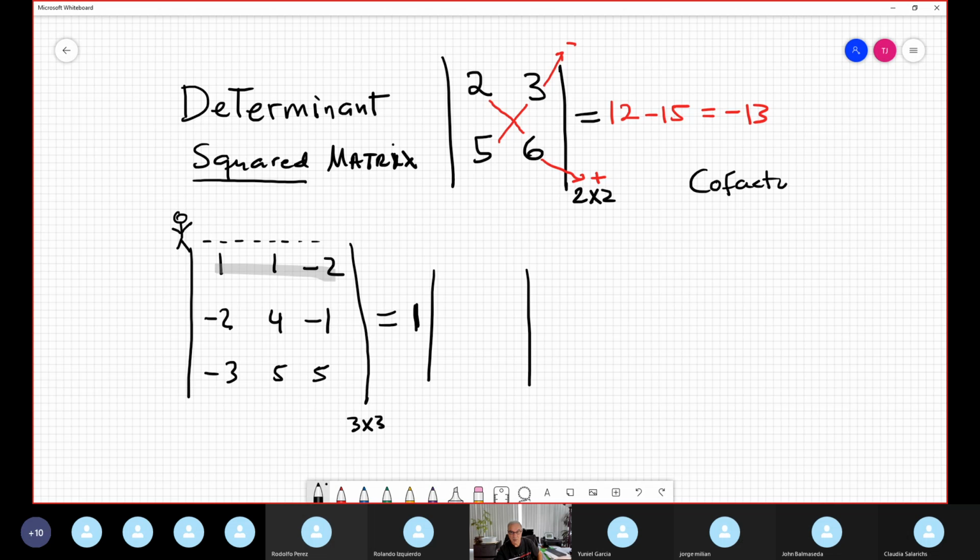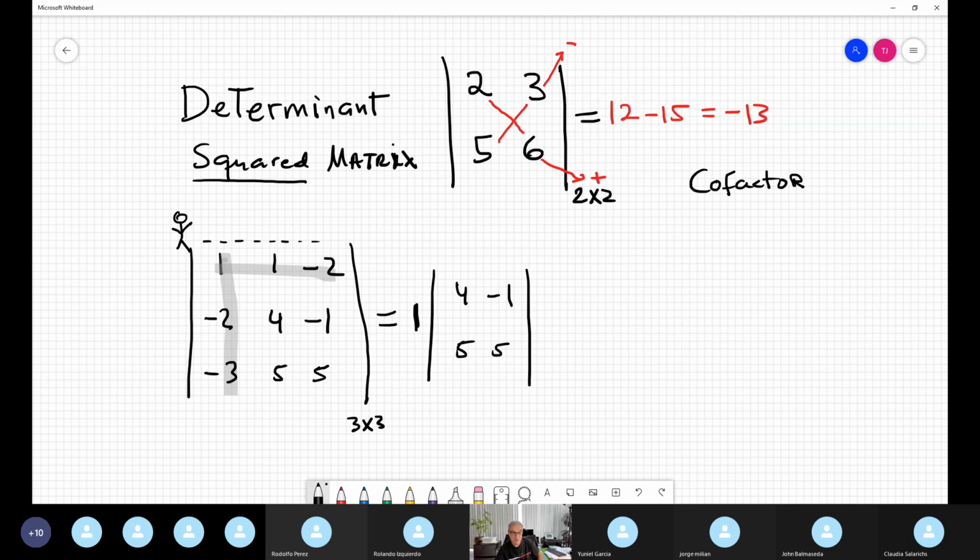Cofactor. What is the cofactor? The cofactor is a new determinant that is formed when you delete mentally the first row and the first column. So you take this number and you delete mentally this and this. And you have now 4, -1, 5, 5. Do you see this idea?